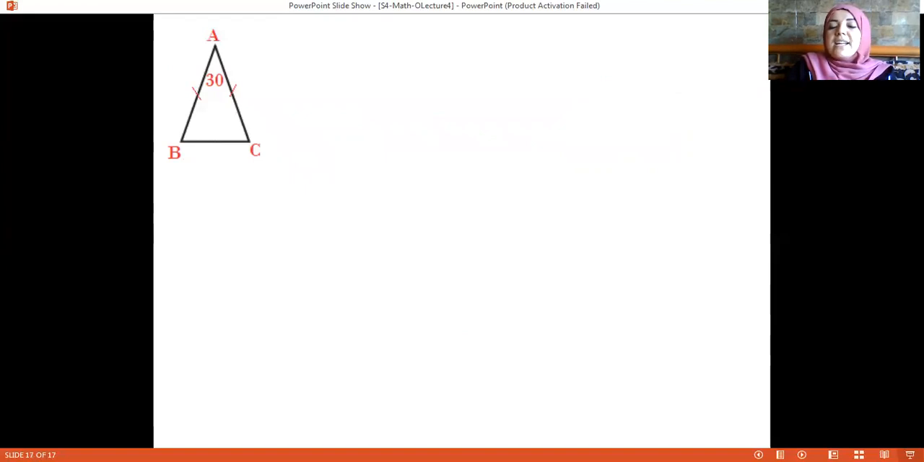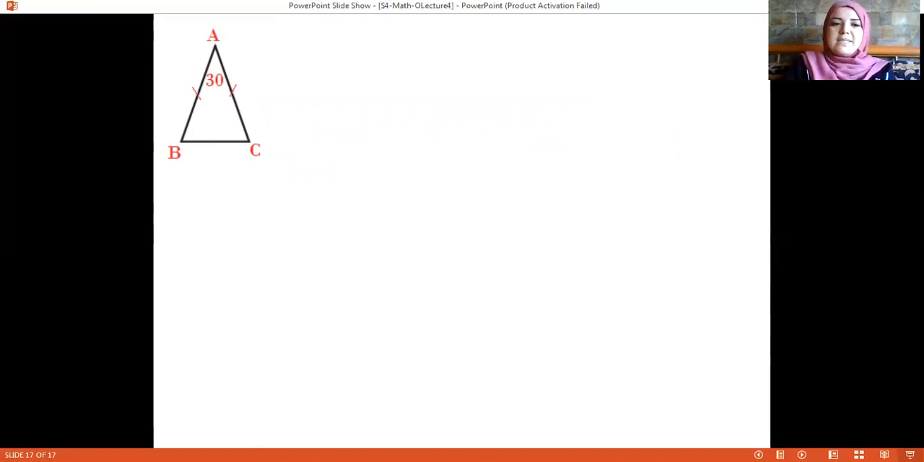And now the last example, we have an isosceles triangle ABC of main vertex A. How did we know that it is of main vertex A? Because AB equals AC. And now ABC equals ACB also, because it's an isosceles triangle.